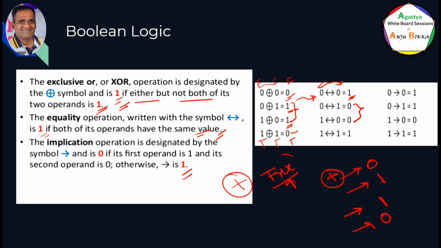And the implication: only in this case, 1 followed by 0. The first operand is 1 and the second operand is 0, then the result is 0.